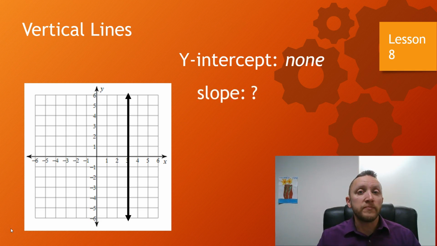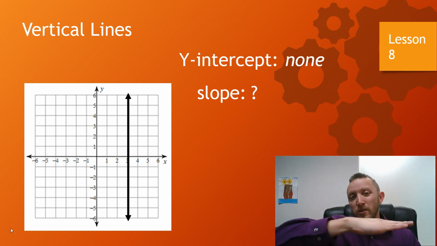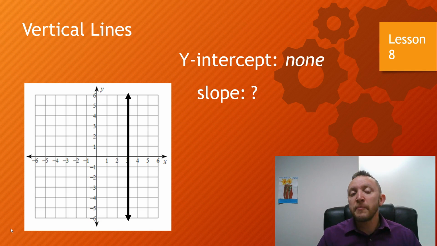Does it have a slope? You might think, well, maybe the slope is 0. But 0 is a horizontal line this way. Is it possible for us to walk on this line? Now you might say, well, it's possible to climb it. That's not what I'm asking. Is it possible to walk on this line?